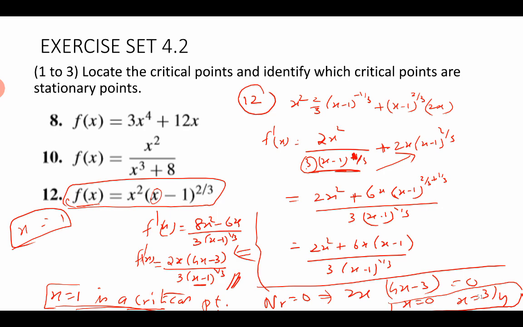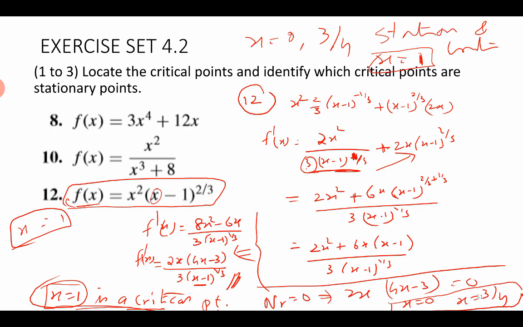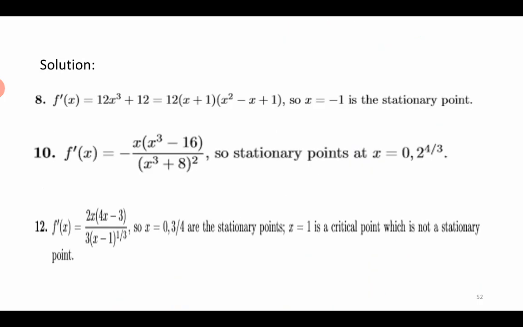So x equal to 0 and 3 over 4 are stationary and critical. But x equal to 1 is only a critical point, because at x equal to 1 the derivative does not exist, though the function does. So a critical point is a point at which the derivative does not exist or is 0. These two points at which the derivative exists and is 0 are called stationary points as well. That's it. Let's see the next set of problems.